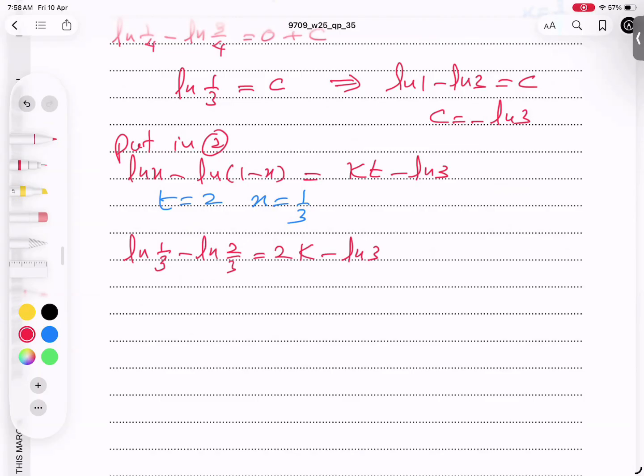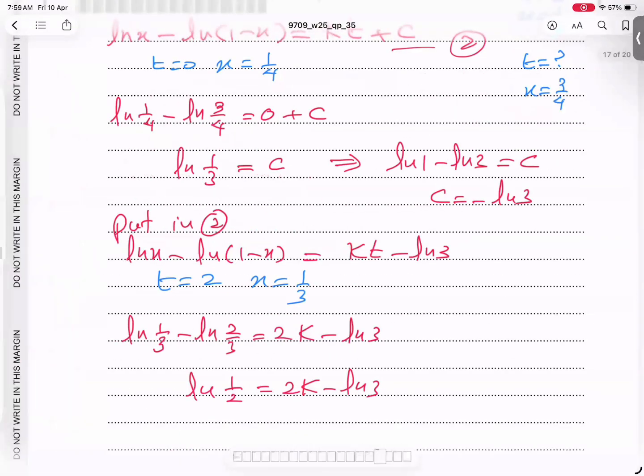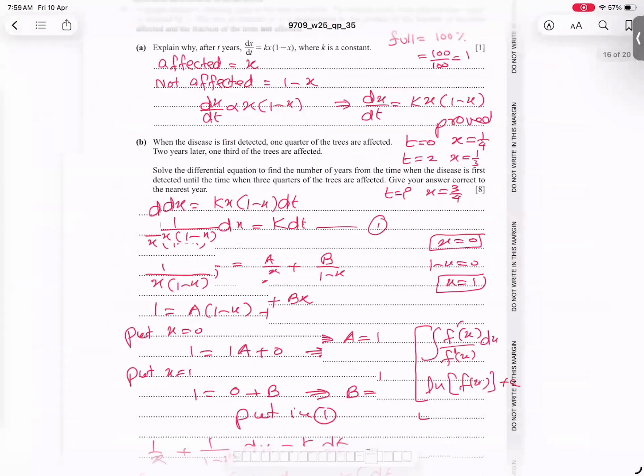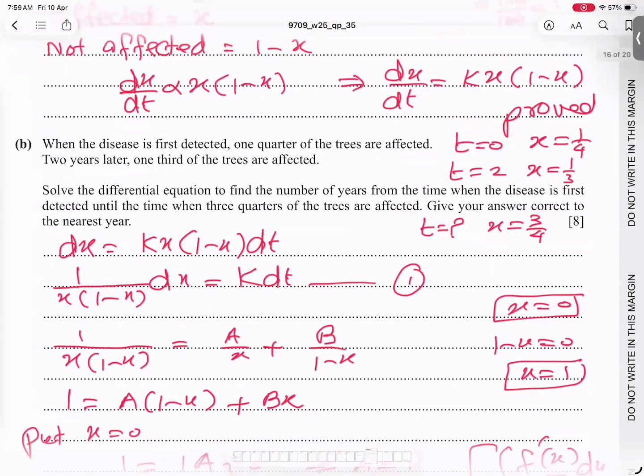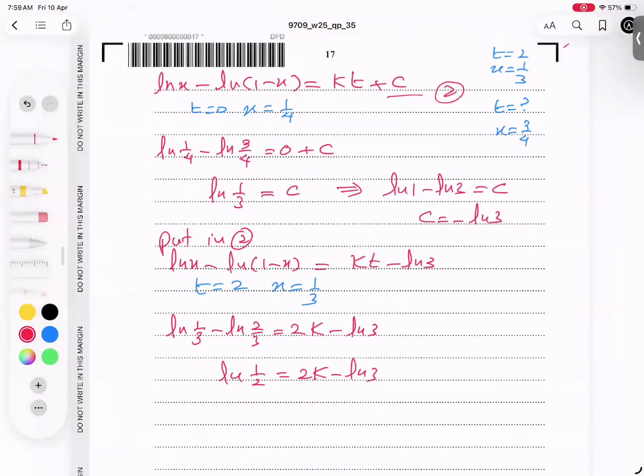And what about this left side? If you check it, it turns out to be log of half. Once again, let me check once again. And is it 1/3 or not? Because the first, 1/3, correct, okay. Just for the sake of clarity.